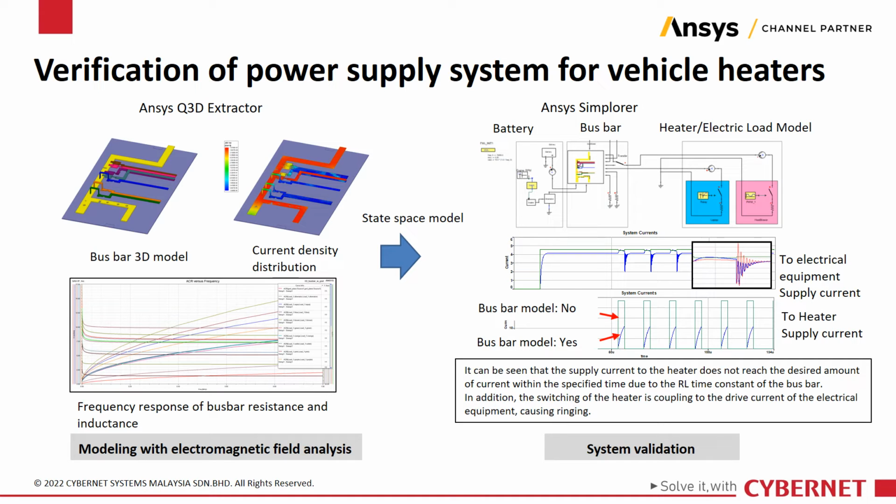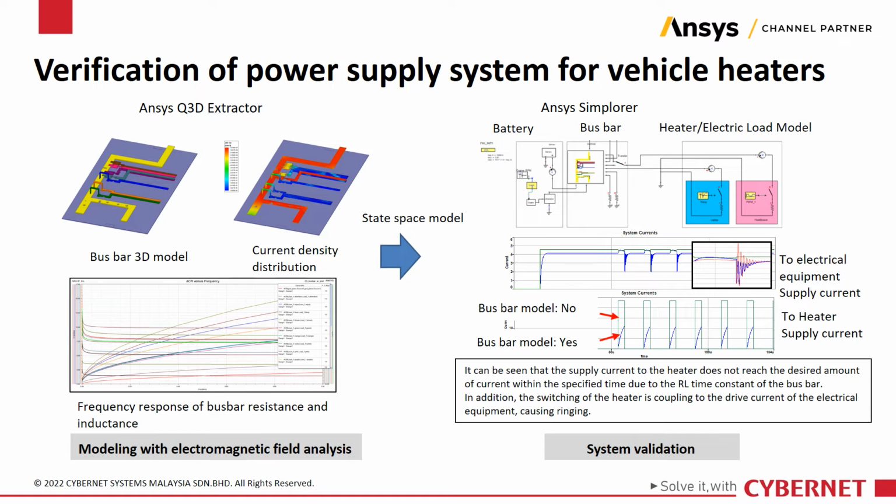The next example is an analysis of a power supply system for vehicle heaters, including bus bars. A state space model that simulates the frequency characteristics of the bus bar's resistance, inductance, and capacitance obtained from an electromagnetic field analysis using Ansys Q3D Extractor is combined with a system simulation in Ansys Simplorer to evaluate the bus bar's effect on the system operation.